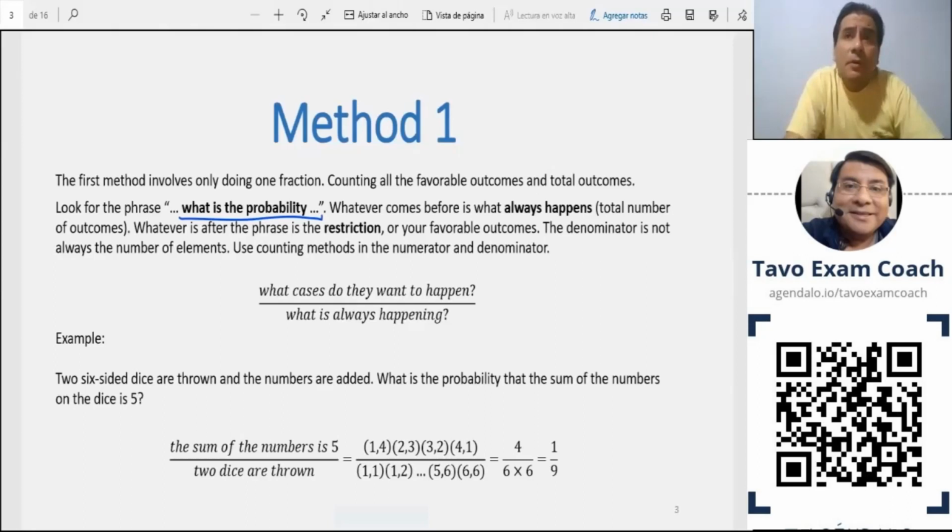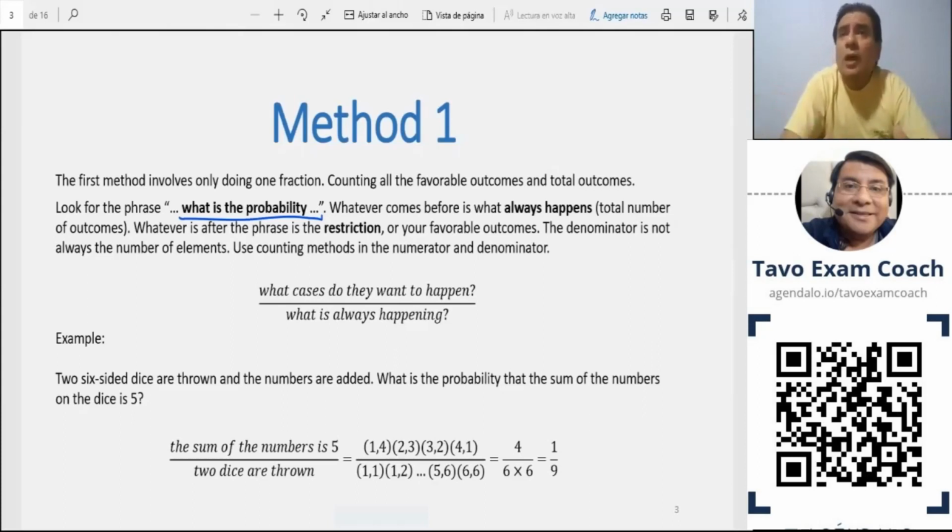Whatever comes before that phrase, "what is the probability," should refer to what always happens. That is, they inform you certain conditions for counting the total number of outcomes. But whatever comes after the phrase, "what is the probability," should be the restriction. That means the favorable outcomes whose possibility of happening we want to measure.